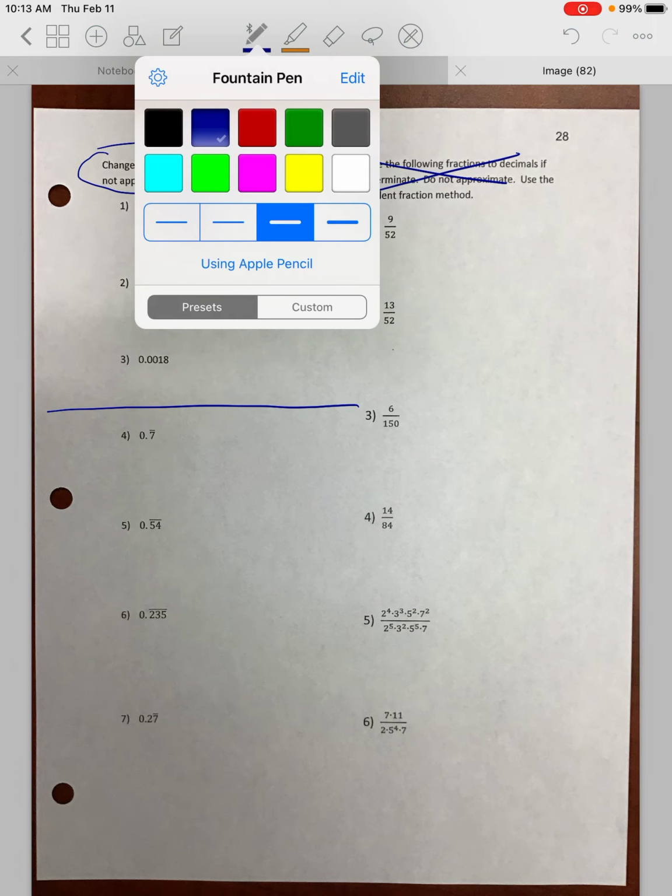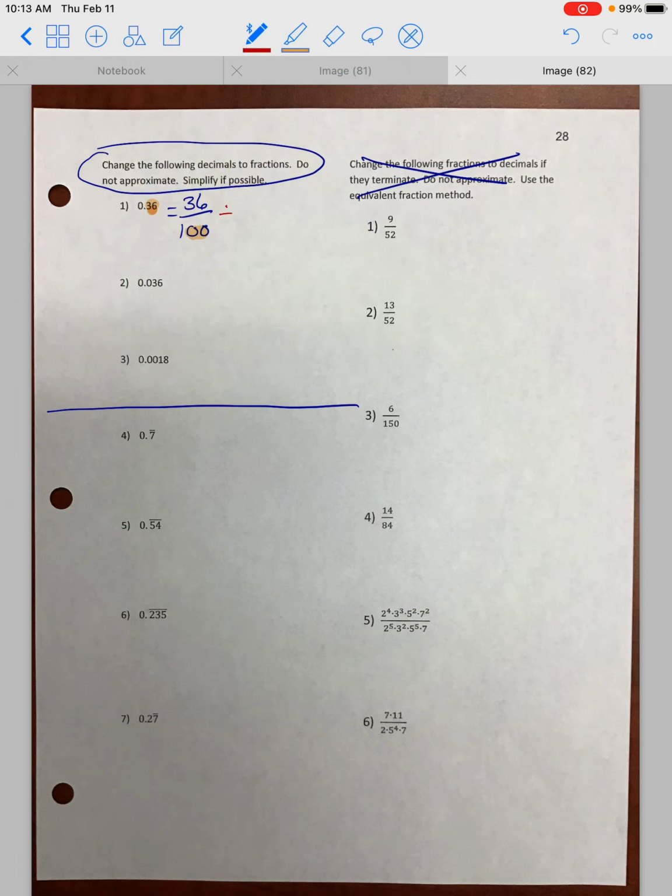Now I can reduce that one. It looks like the top and bottom are both divisible by 4. And that would get me to 9 over 25. So for number 2, that's tenths, hundredths, thousandths. So that is 36 thousandths. Again, the top and bottom are divisible by 4, and that reduces to 9 over 250.